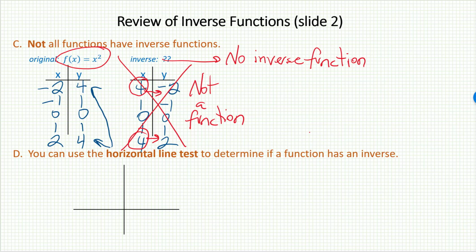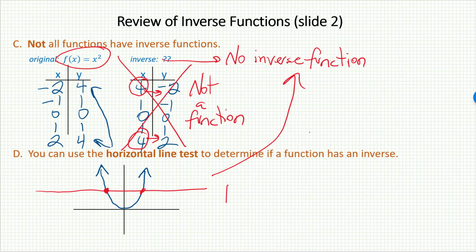You might remember that the graph of f of x equals x squared is a parabola. You could plot the points to verify that. Well, the horizontal line test goes like this. If you can draw a horizontal line through the graph and it crosses at more than one spot, then that function will not have an inverse function. We say this graph fails the horizontal line test.